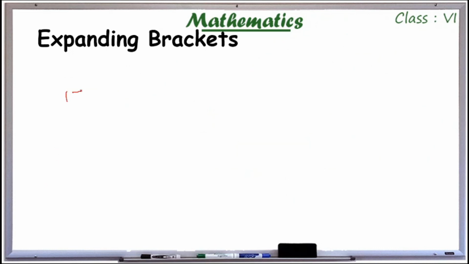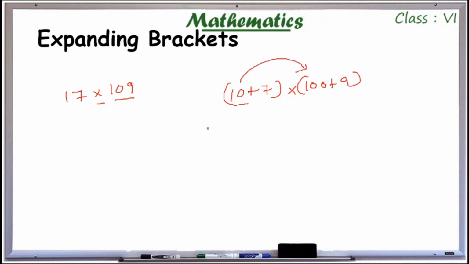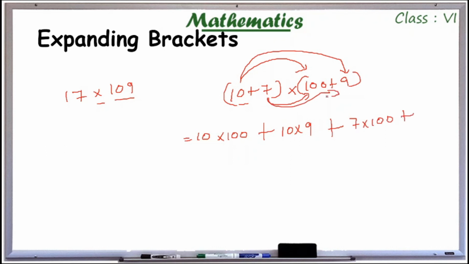Also I am going to do 17 into 109. So I have to split both the terms. 17 is equal to 10 plus 7, and 109 is equal to 100 plus 9. I have to multiply each number from this bracket with each number in the other bracket. So first 10 into 100 plus 10 into 9 plus 7 into 100 plus 7 into 9.